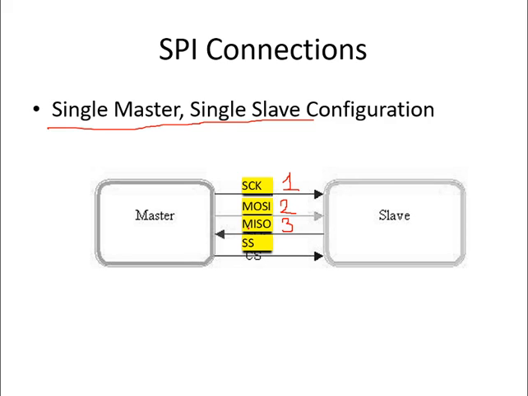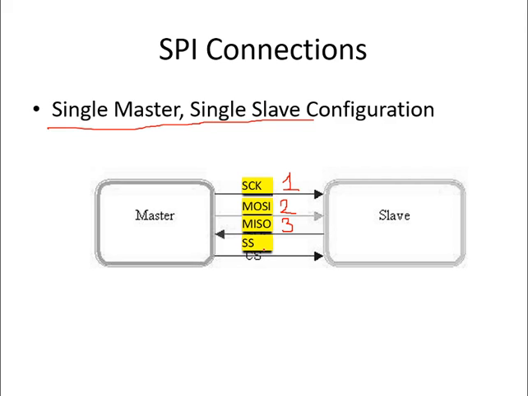Okay, what is this? Master input, slave output. The data will transfer from slave to the master. So two data lines are there, MOSI and MISO. MOSI means master out, slave in. MISO means master in, slave out.